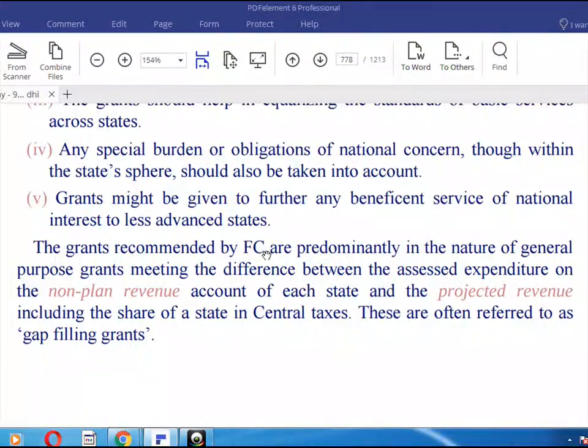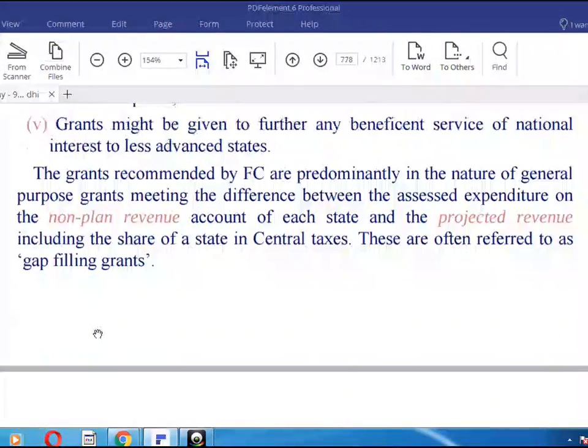The grants recommended by the Finance Commission are predominantly in the nature of general purpose grants, meeting the difference between the assessed expenditure on the non-plan revenue account of each state and the projected revenue, including the share of the state in central taxes. These are often referred to as gap-filling grants.